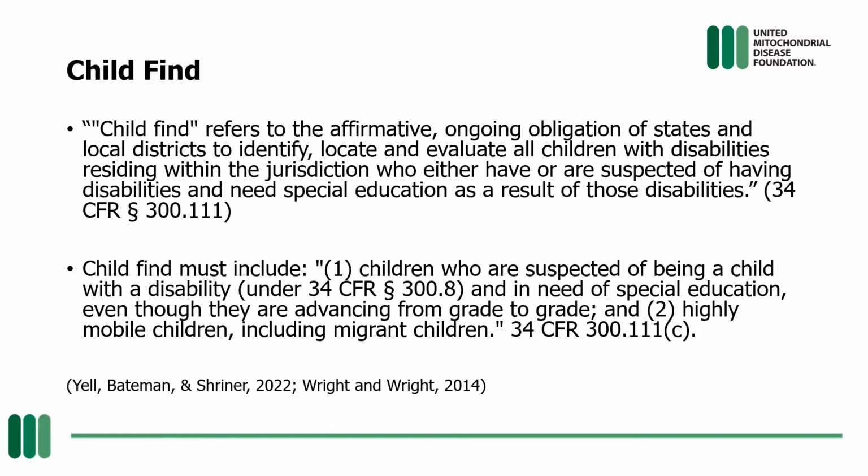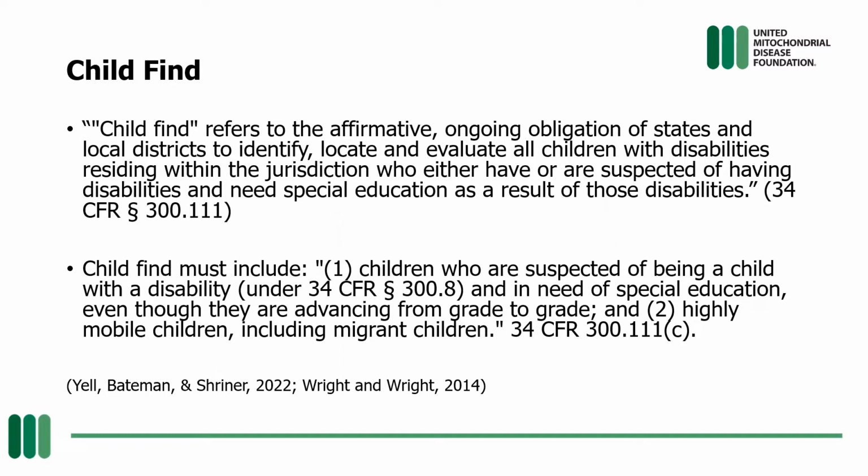So, Child Find. If your child is symptomatic early on, they will be eligible for benefits at the age of 3 under Child Find. And Child Find is the affirmative ongoing obligation of states and local school districts to identify, locate, and evaluate all children with disabilities residing within the jurisdiction who either have or are suspected of having disabilities and need special education as a result of those disabilities. As you can see in this statement, even if we suspect mito and your child has a large amount of symptoms, they can be eligible under Child Find.